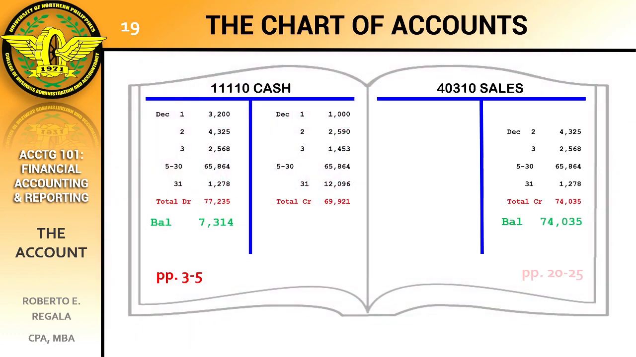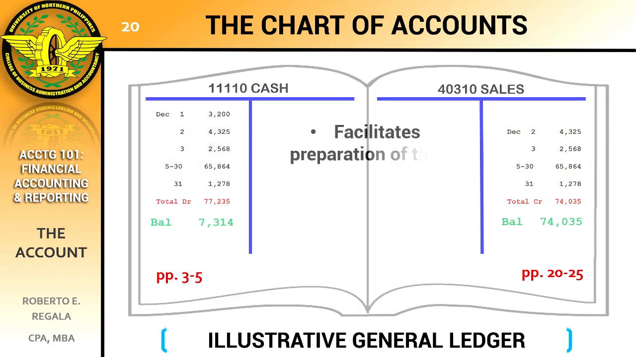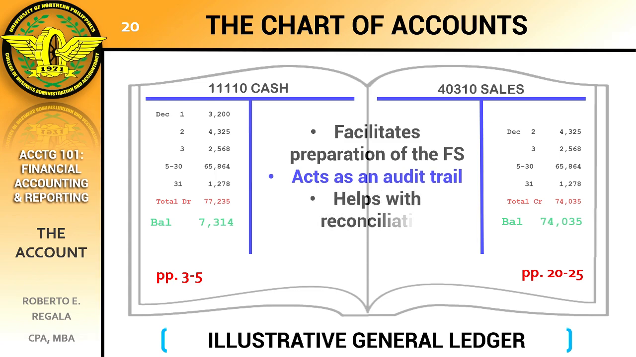Each transaction is entered as a journal entry, which includes debits and credits for the appropriate accounts, whether it's assets, liabilities, equity, revenue, or expenses. These entries are typically organized in a T account format, where debits go on the left and credits go on the right. The General Ledger is essential because it facilitates the preparation of the financial statements. It also acts as an audit trail, making it easier to verify transactions, and helps with account reconciliation by making sure everything adds up correctly.